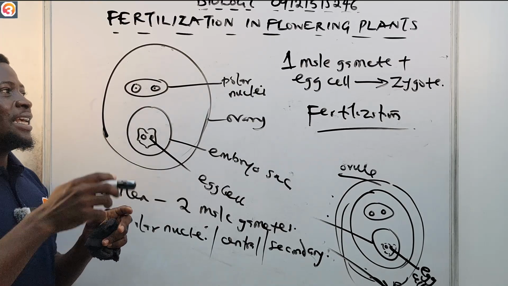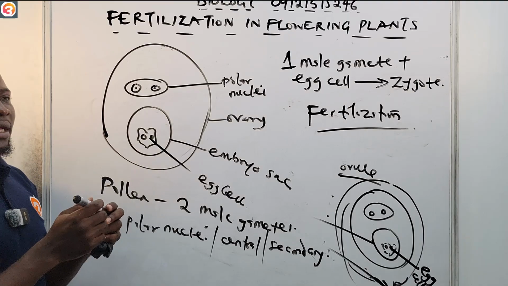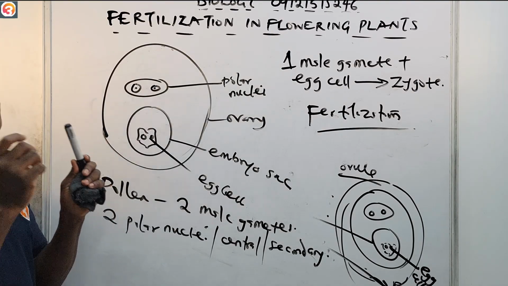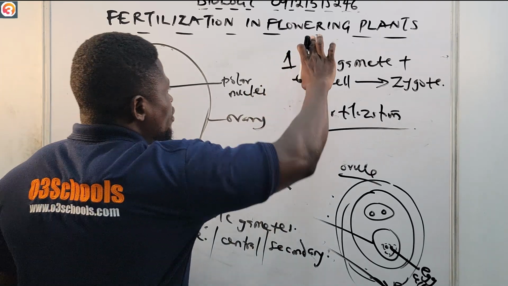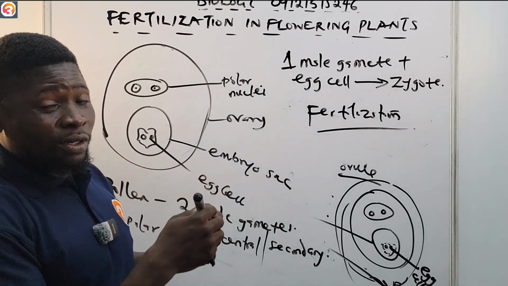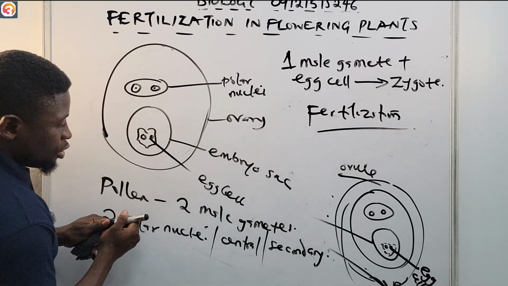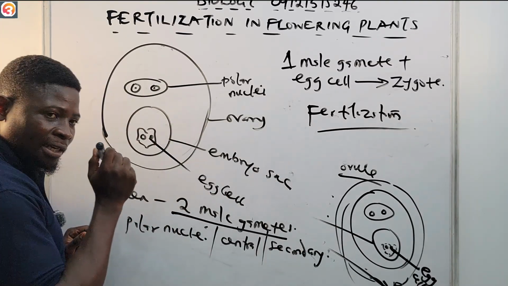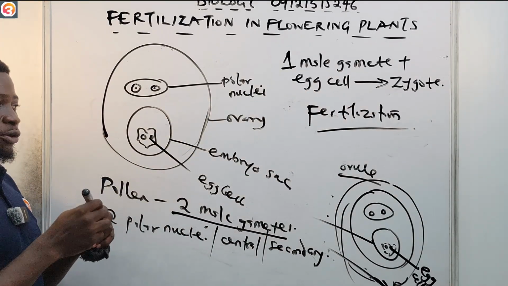I'll go over that again. Fertilization is the fusion of the male and the female gametes to form the zygote. This also occurs in humans, but in plants we still have one more male gamete. Since there are two male gametes in the pollen, one has fused with the egg cell to form the zygote.